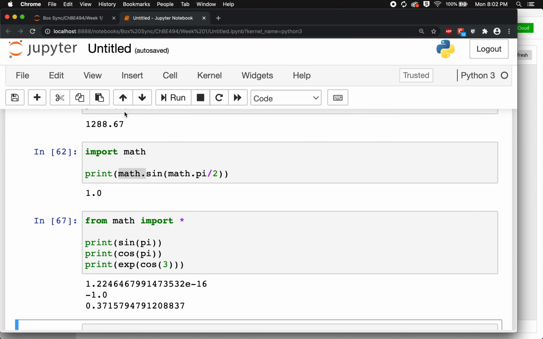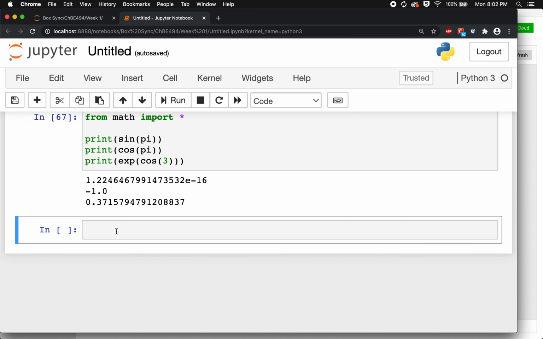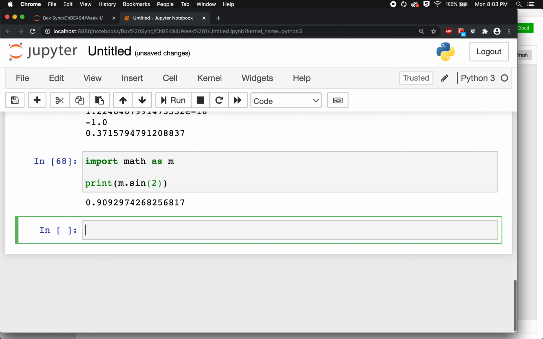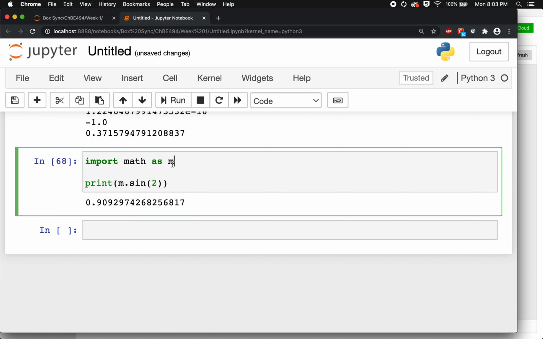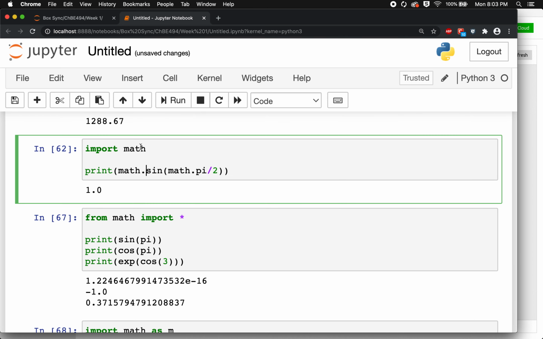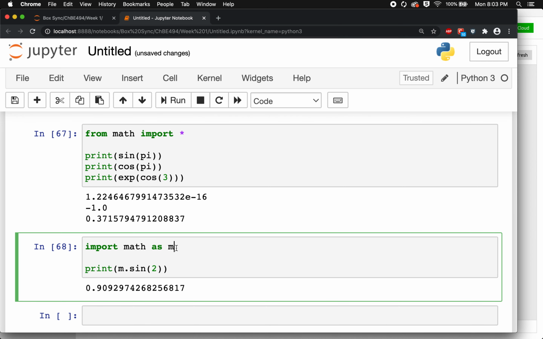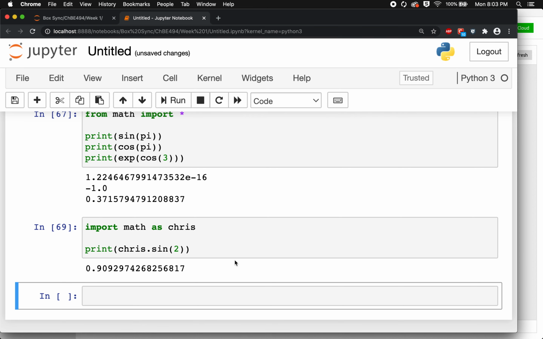Another way of doing this, and we'll do this a lot when we get to NumPy, which is the same as the math library but extended to vectors, is I can import math as m. Then if I want to do sine, I can print m.sine of, say, 2. What it's doing is coming back to this code up here. Rather than import math and calling it math, I'm just going to call it m. Or I could call it Chris, which is my name. So I could say Chris.sine, and I'm going to get the same answer.